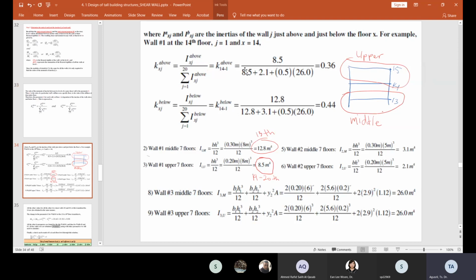Because our focus is to determine the moment and shear force for wall 1 at the 14th floor, J equals 1 means wall 1, and X equals 14, so this is level 14. By using this equation, KXJ above equals IXJ above divided by the total IXJ above. Previously I put it here in the small one, for example, for level 14.